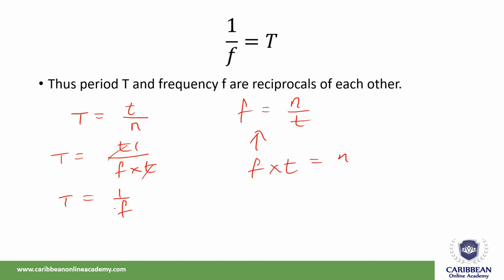So by way of transposition, we could make frequency the subject. If I take this frequency from the denominator and bring it to the numerator, and then take the period from this and bring it over here, I will realize that frequency is now equal to 1 upon T. So that's why we say that they are the reciprocal of each other. All right.